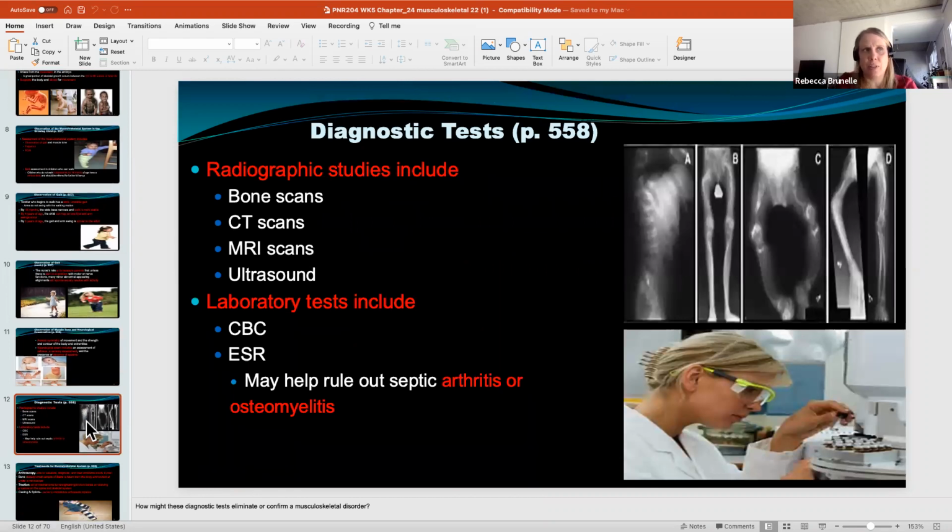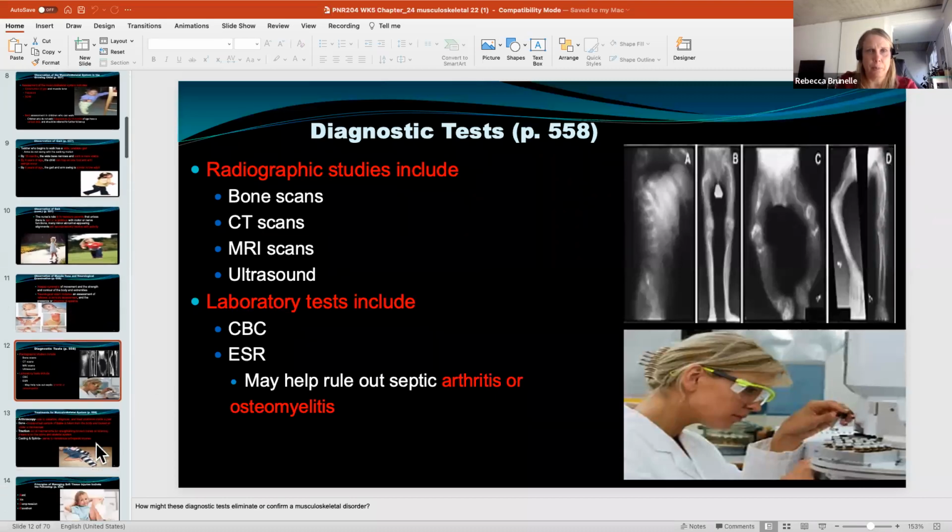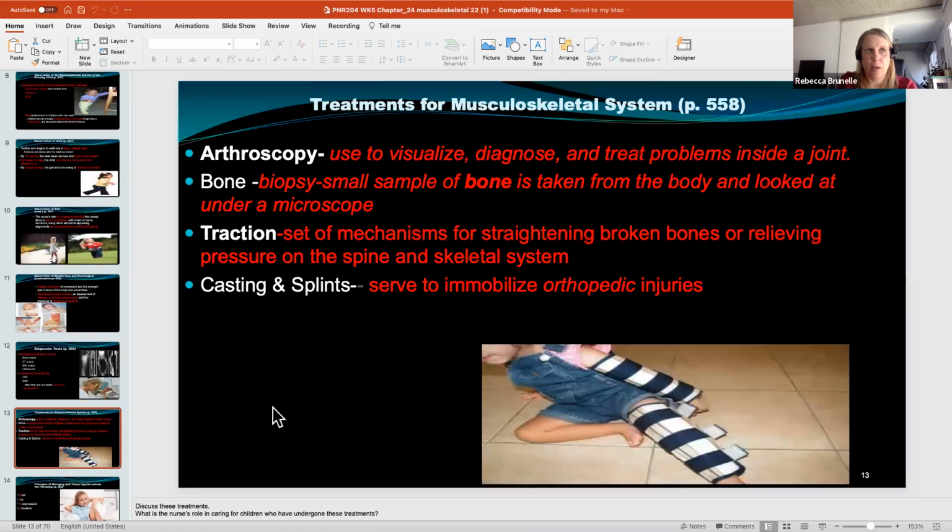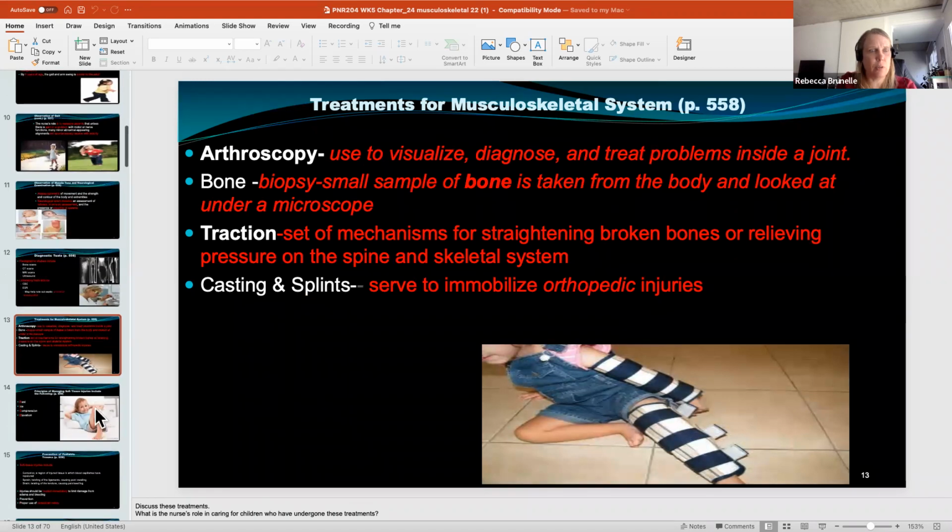So there are obviously radiographic studies that you can use to look. And then there are some laboratory studies. So this is CBC. You're going to see this a lot. This is your complete blood count. But the ESR, both of these, if you're worried that there's pain related to an infection, it would be likely to get both a CBC and an ESR. And these are just some treatments. I don't think there's anything on here that would be new information for you.